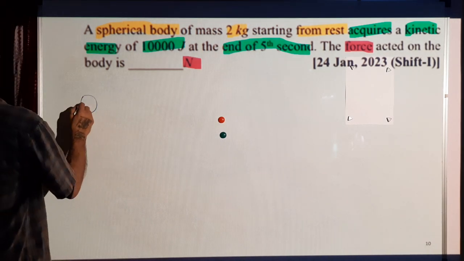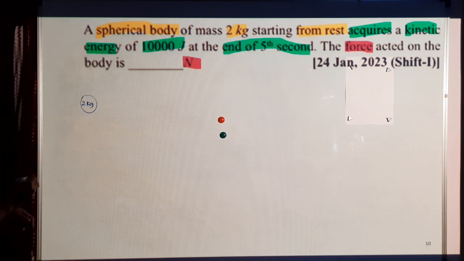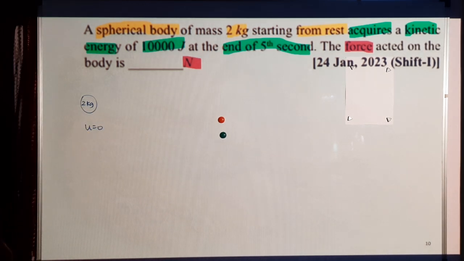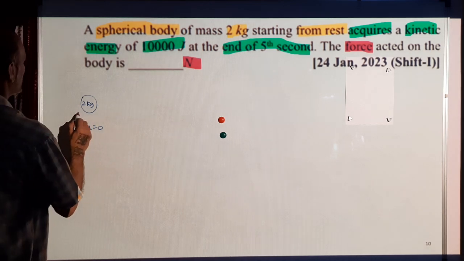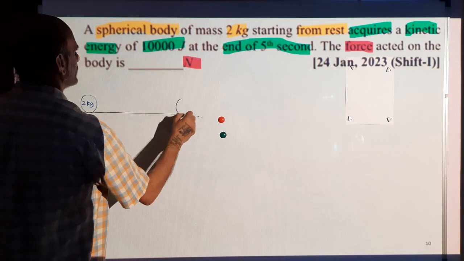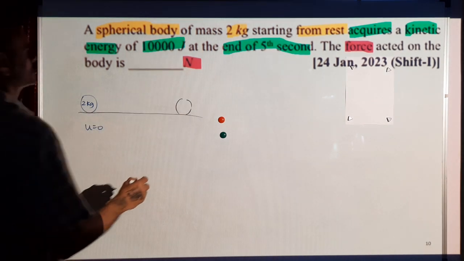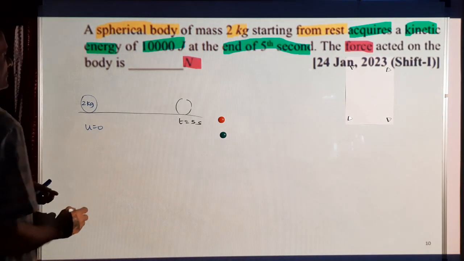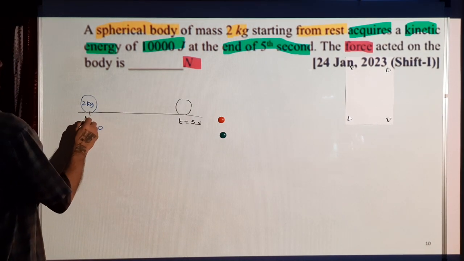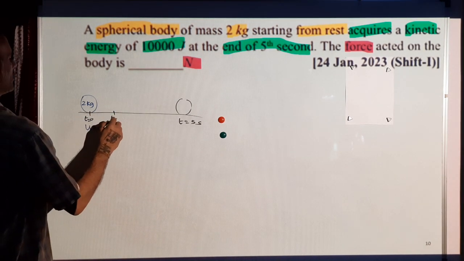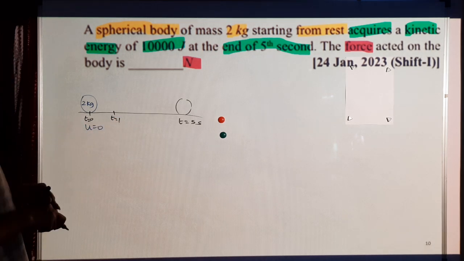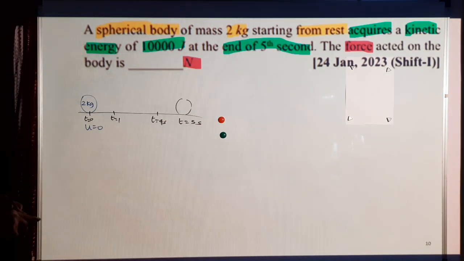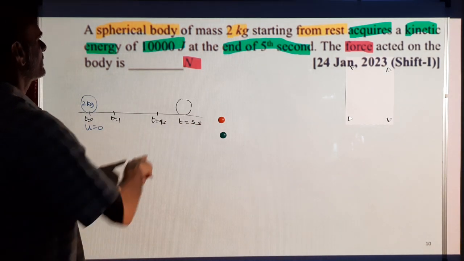So a spherical body of mass 2 kg starting from rest acquires kinetic energy. So it starts moving. The end of the 5th second means t equal to 5 seconds. The first second is between t equal to 0 and t equal to 1. This is the first second. So the 5th second will be between t equal to 4 and 5 seconds. So the end of the 5th second means the total time elapsed is 5 seconds.